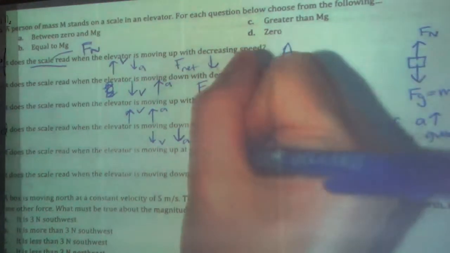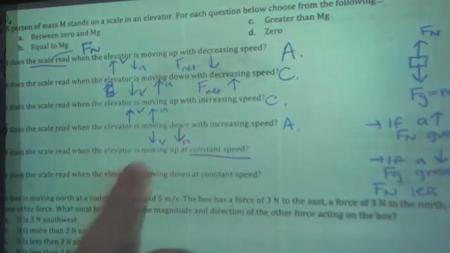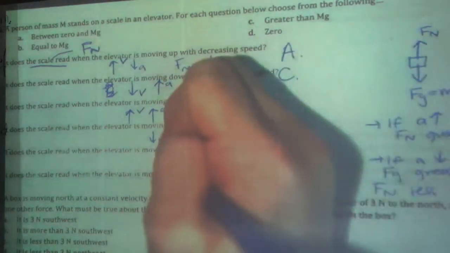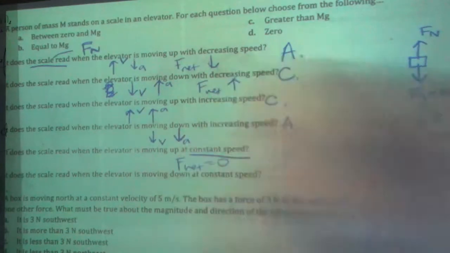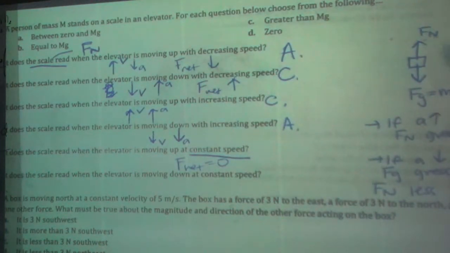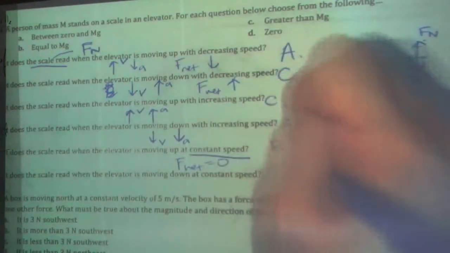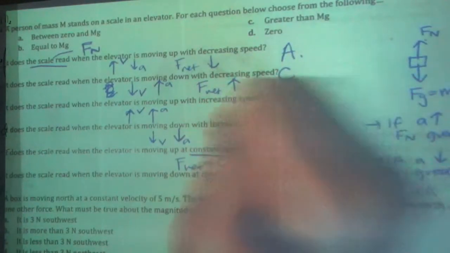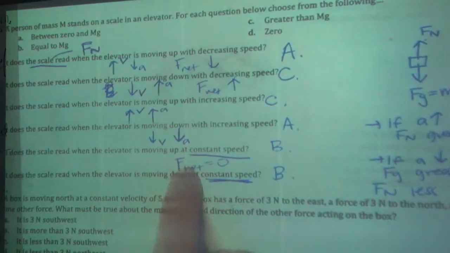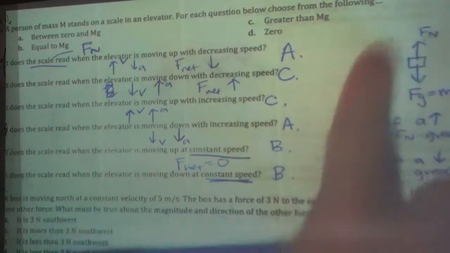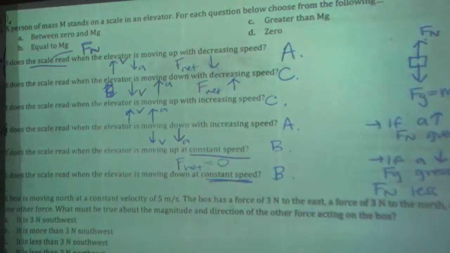Now, if it's moving at a constant speed, it doesn't matter which way it's moving. If it's at a constant speed, that means your net force is 0, your forces are balanced, which means your Fn would just be equal to your weight. So your scale would just read the weight, B. For both of these, because moving down, moving up, moving to the left, or at rest, if they're at constant speed, or at rest, would all mean balanced forces, so these two would have to be equal.